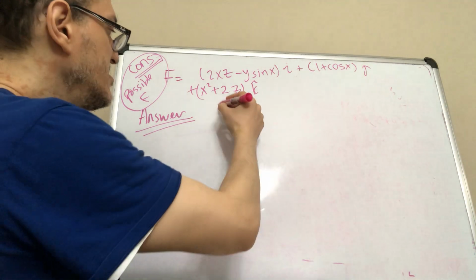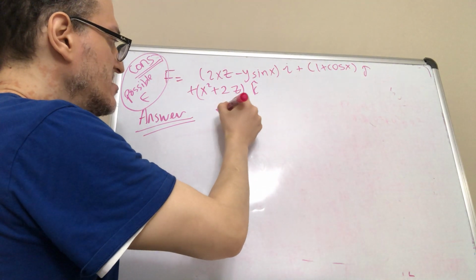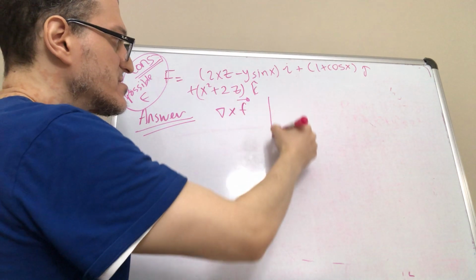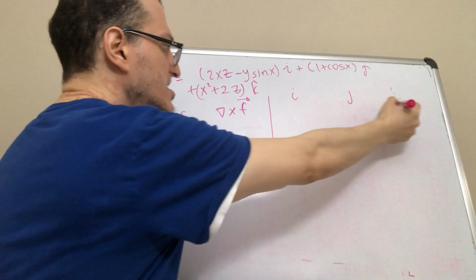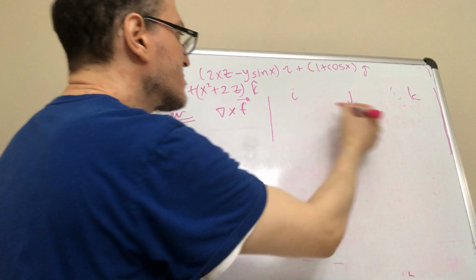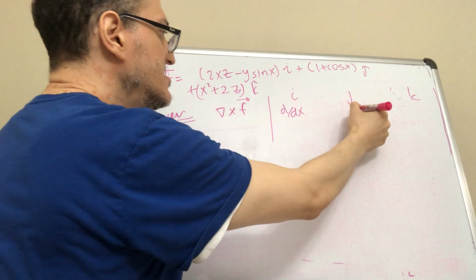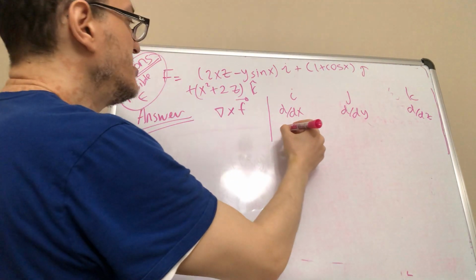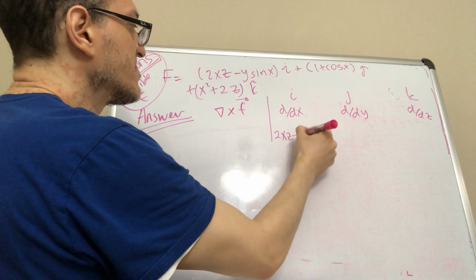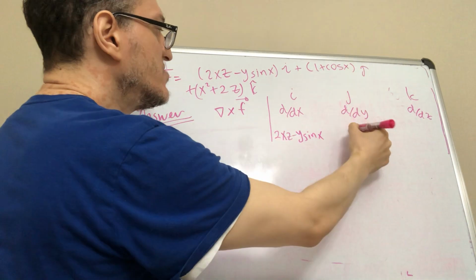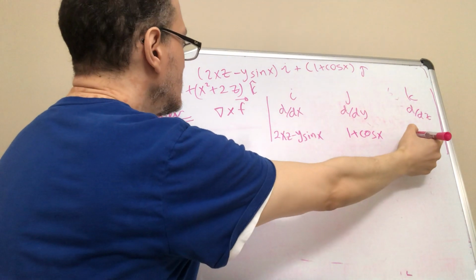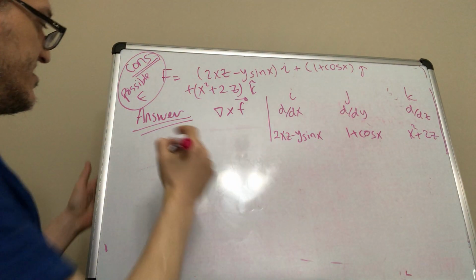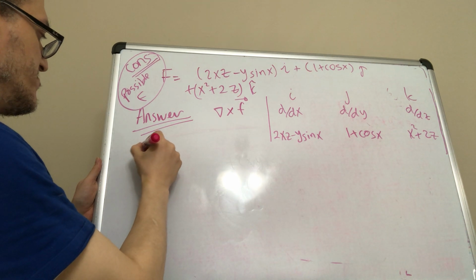The easiest way to do this is the gradient cross multiplication with the direction. So i, j, k, here would be d/dx, d/dy, d/dz. Here we go, 2xz + y sine x. Here we put 1 + cosine x. And here we put x squared + 2z. You go i direction.